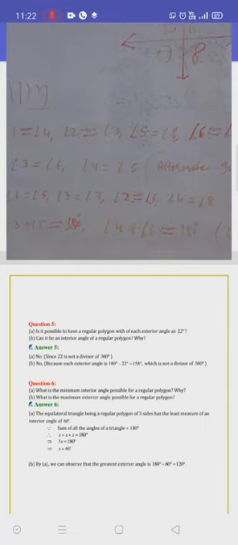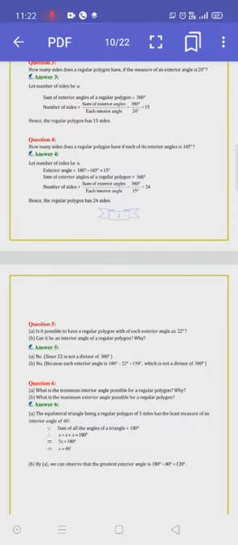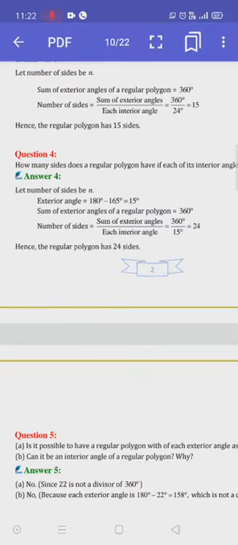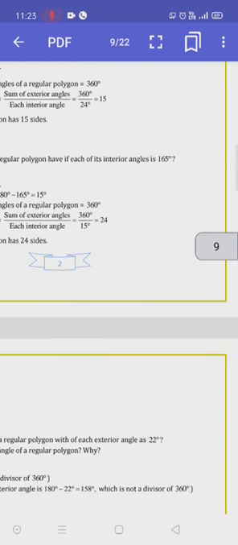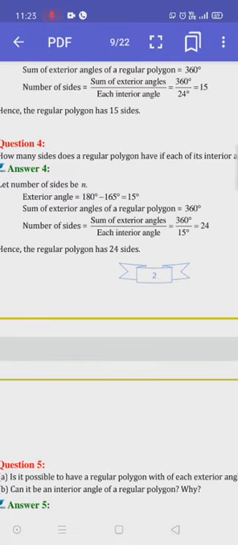Now, my dear students, I am going to explain question number 4 from exercise 3.2. What is the question? How many sides does a regular polygon have if each of its interior angles is 165 degrees? In the previous video I explained question number 2. Now question number 4 is about the same, but you can use a different method.